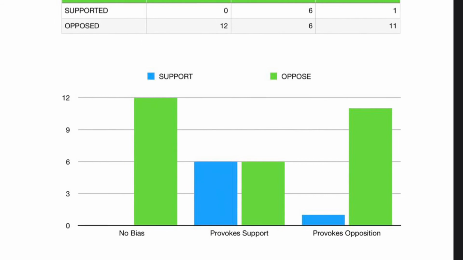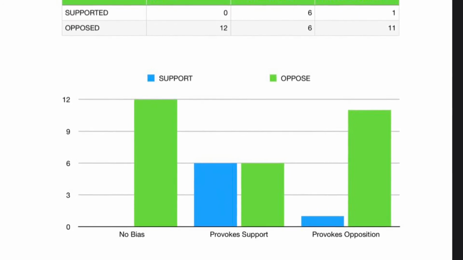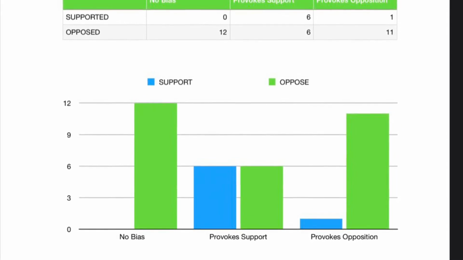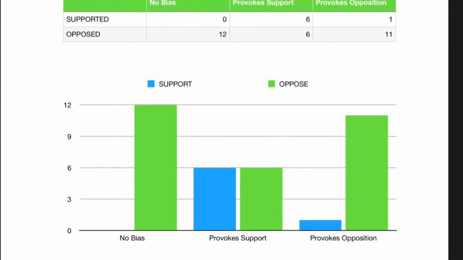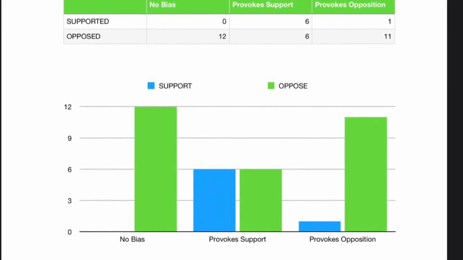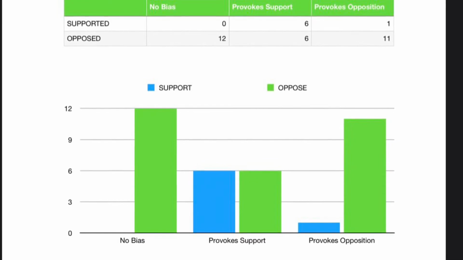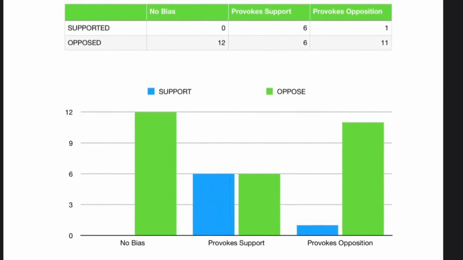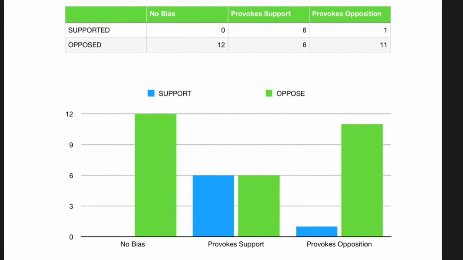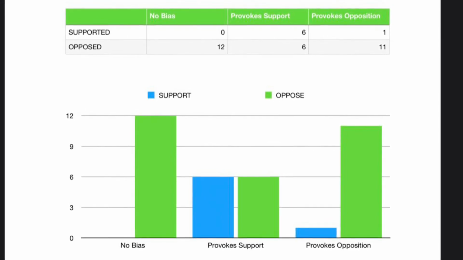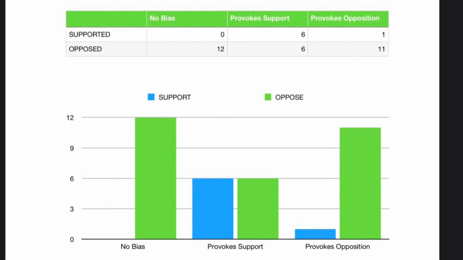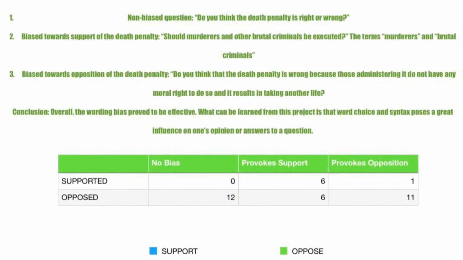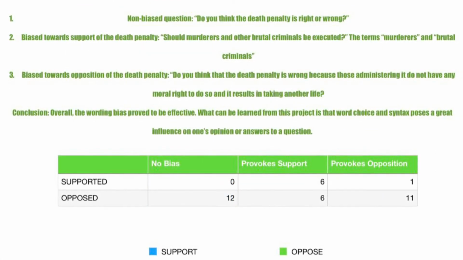Group 1 received the question that contained no bias, resulting in all 12 units stating that the death penalty was wrong. Group 2 received the question that was meant to provoke responses supporting the death penalty. Out of the 12 units, 6 responded in support of the death penalty, while the other 6 did not. Lastly, Group 3 received a question that was meant to provoke a response against the death penalty. Out of the 12 units, only 1 responded in support of the death penalty, while the other 11 did not support the death penalty. Overall, the wording bias proved to be effective.